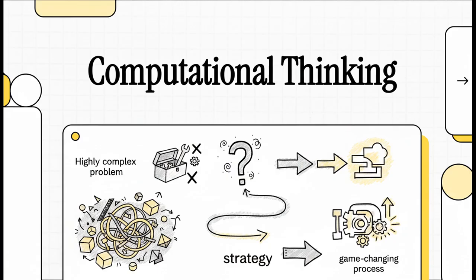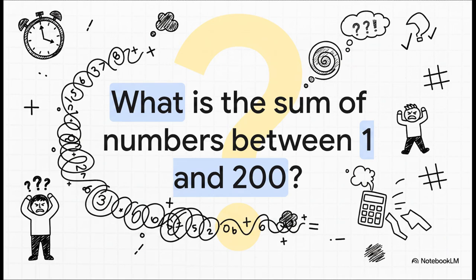But today, we're unpacking a universal, remarkably powerful problem-solving process that literally changes the game. Okay, let's dive into this explainer. All right, here is our impossible real-world challenge. What is the sum of every single number between 1 and 200? Now, no calculator. How do you even start?